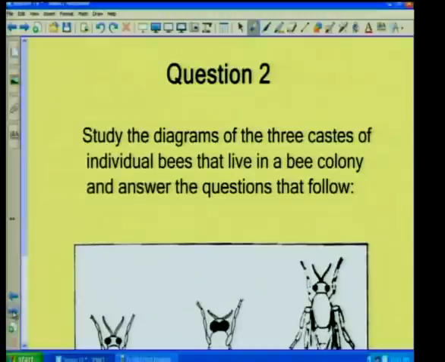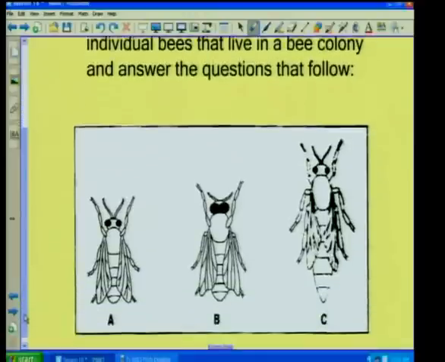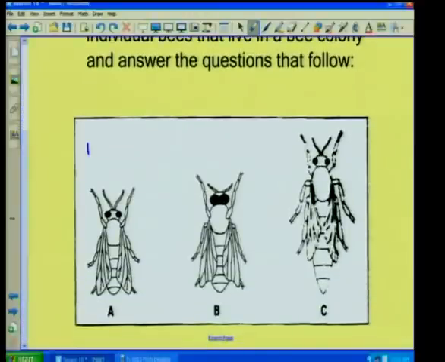Okay, question two. Study the diagram of the three castes. Remember, those are your social groups of individual bees that live in a bee colony, and answer the questions that follow. So let's have a look. What do we have here? There's our little worker bee. And here is the drone. And here is the queen with her big fat abdomen.